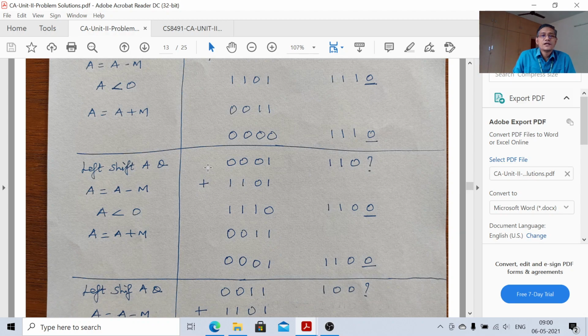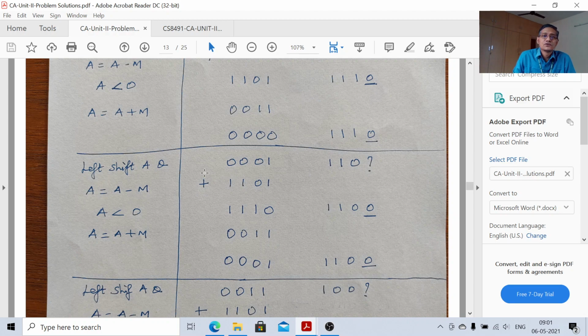So again left shift AQ. This 0, this 0, this 0. The MSB 0 will be going out of the register, right? So this 1 comes here, this 1 comes here, this 1 comes here, and 0 comes here. Again, we still do not know the last LSB bit, so for that we need to perform A equal to A minus M.